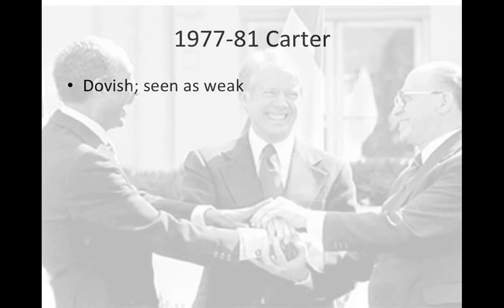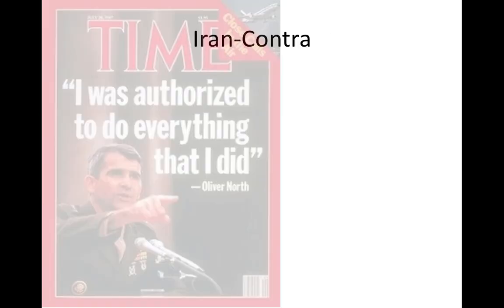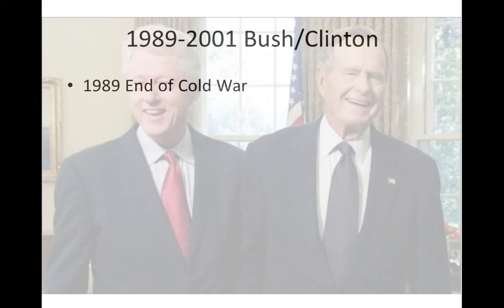So I'm going to zip through the old stuff. So the 90s are really two presidents. First, the older President George H.W. Bush is president from 1989 to 1993. And then one of our youngest presidents ever, Bill Clinton, takes over from 93 to 2001.